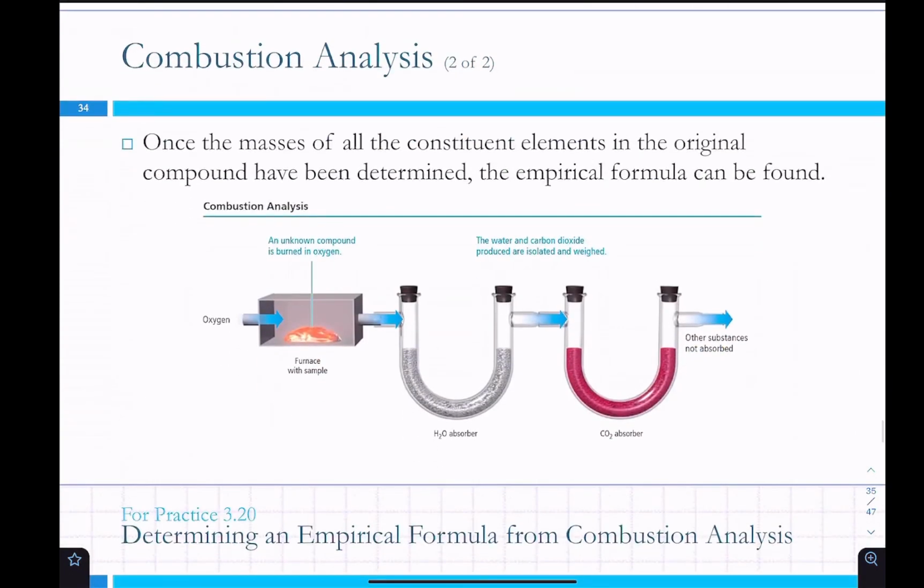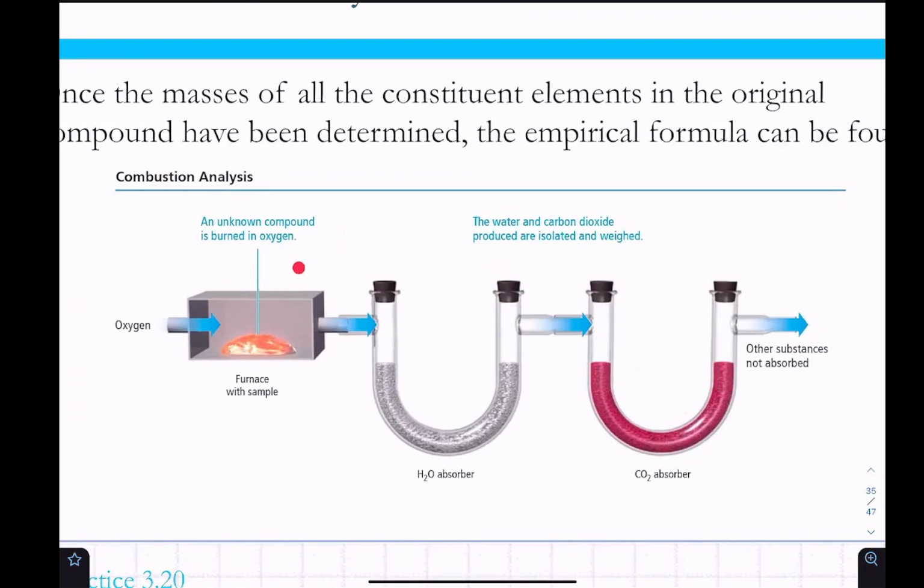So one setup might look something like this, where you have your furnace with your sample in it, oxygen's pumped in there, some ignition source, probably electric ignition to start that fire or just heat it up even. And then the gases from that will travel, get caught in the H2O absorber, and then get caught in a CO2 absorber.